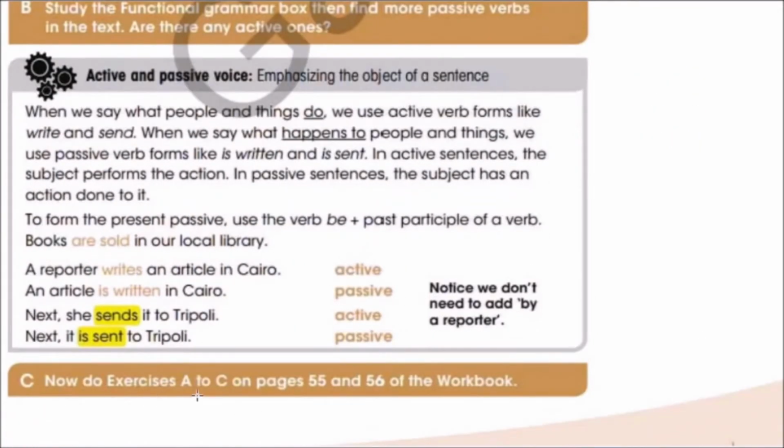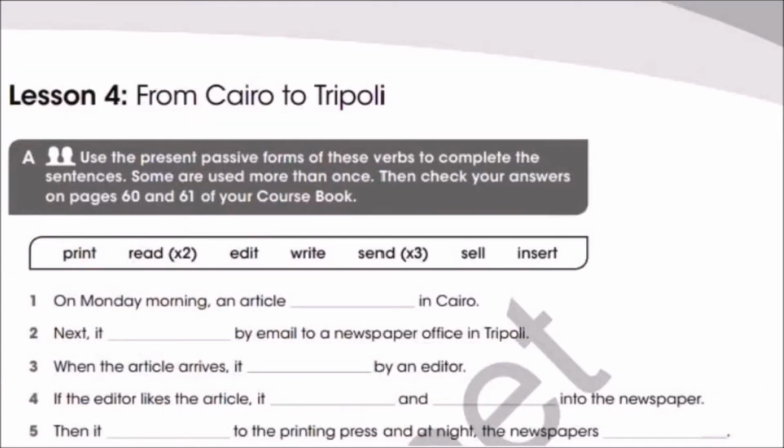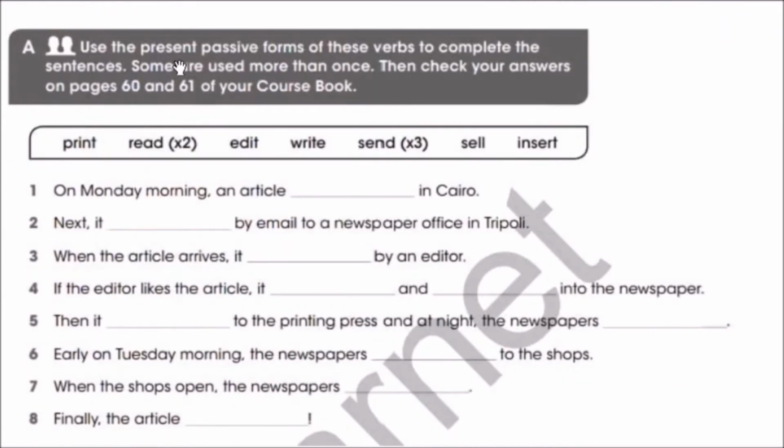Now do exercises A to C on page 55 and 56 of the workbook. Let's move on to the workbook and check the questions. The workbook, Unit 5, Lesson 4, From Cairo to Tripoli. Question A. Use the present passive forms of these verbs to complete the sentences. Some are used more than once. Then check your answers on page 60 and 61 of your course book.